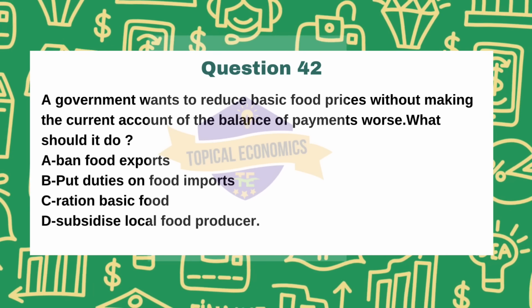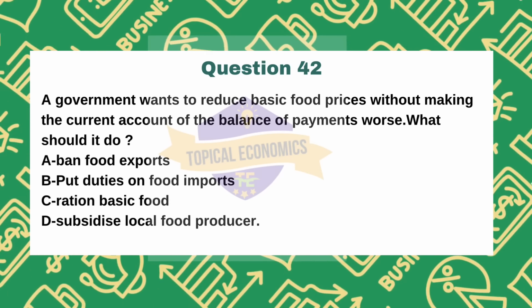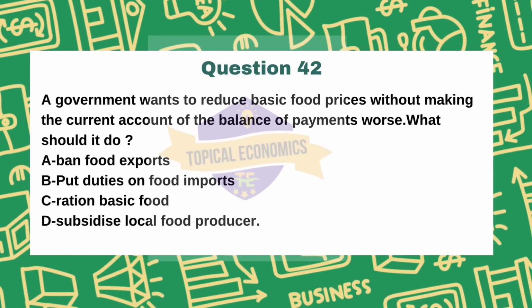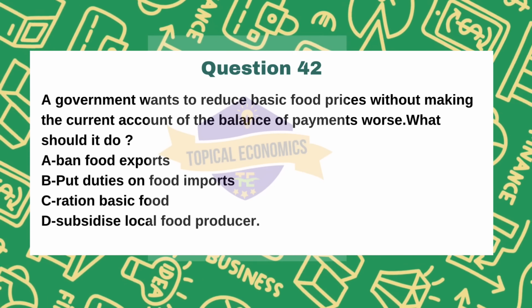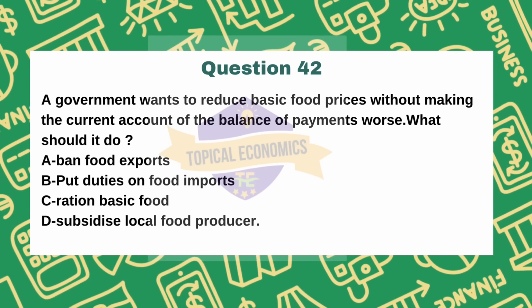Moving to question 42. A government wants to reduce basic food prices without making the current account of the balance of payments worse. What should it do? A. Ban food exports. B. Put duties on food imports. C. Ration basic food. D. Subsidize local food producers.